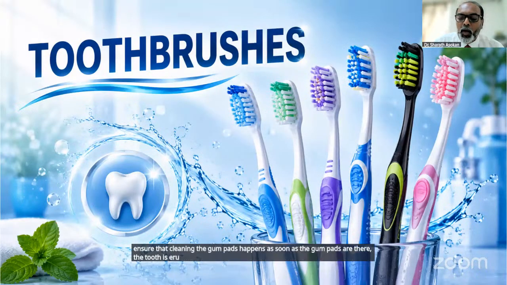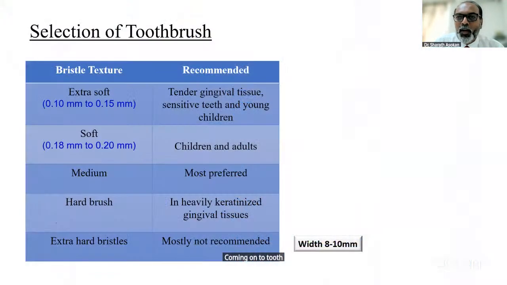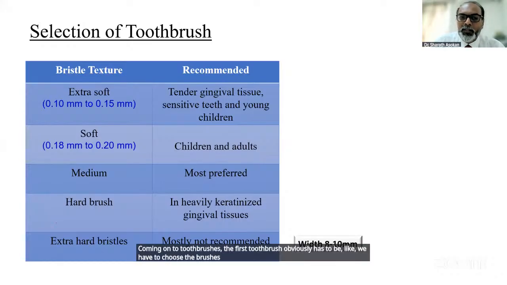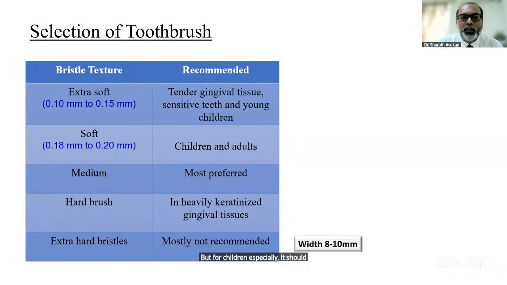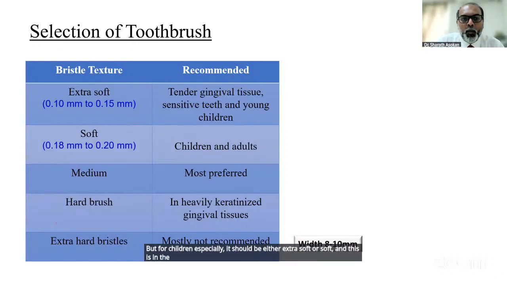Coming on to toothbrushes, the first toothbrush obviously has to be chosen carefully. The brushes are chosen based on texture. We have extra soft brushes, medium brushes, hard and extra hard brushes. I would only say hard and extra hard is generally not recommended unless it's really important. But for children especially, it should be either extra soft or soft. And this is in the dimension of either 0.10 to 0.15 millimeters in thickness.